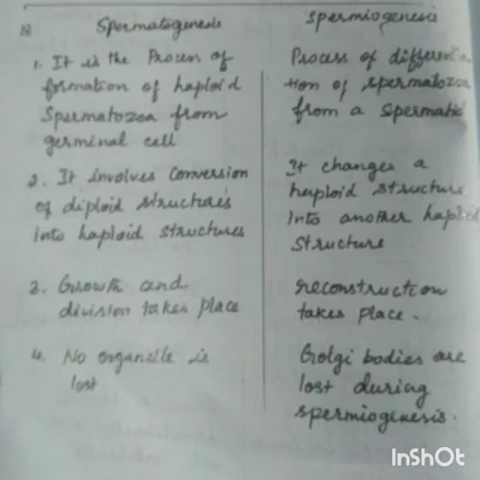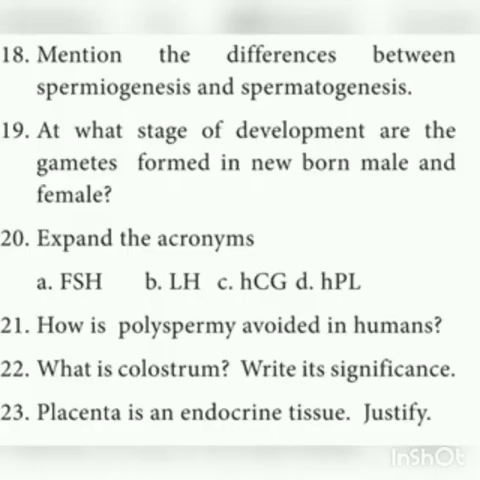The next point is that growth and division take place in spermatogenesis, whereas reconstruction takes place in spermiogenesis. And then no organ is lost in spermatogenesis, whereas Golgi bodies are lost during spermiogenesis. So these are the differences between spermatogenesis and spermiogenesis. There is a slight difference in these two concepts.